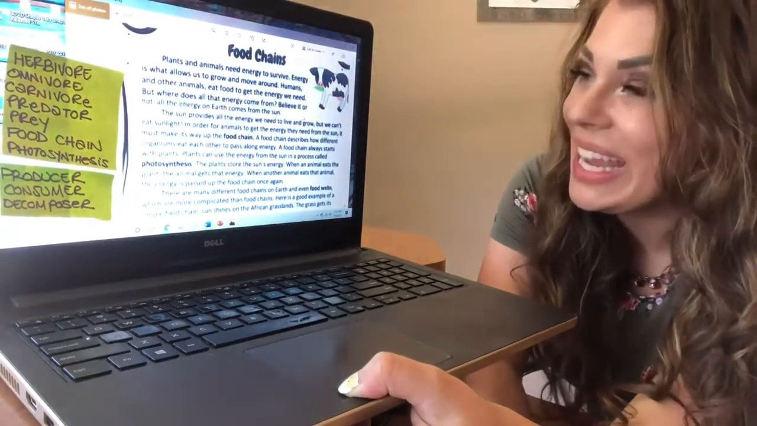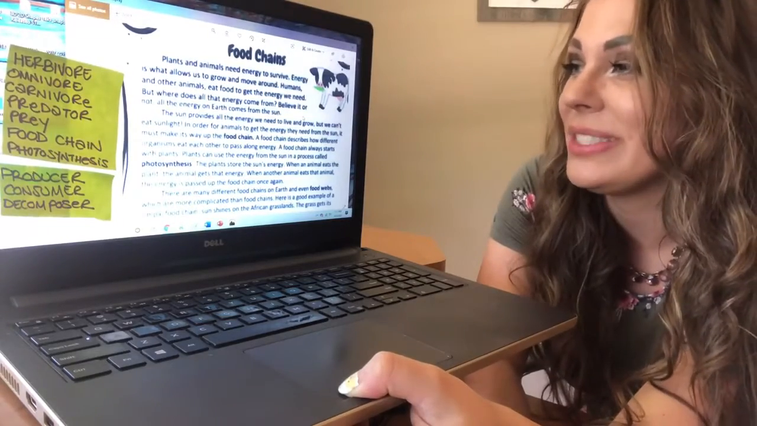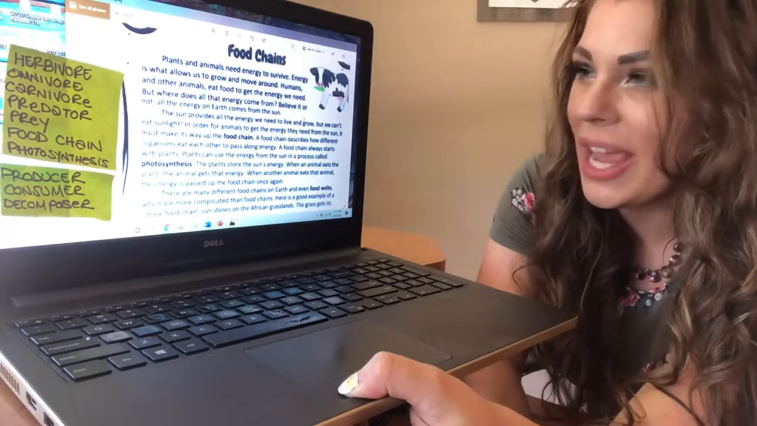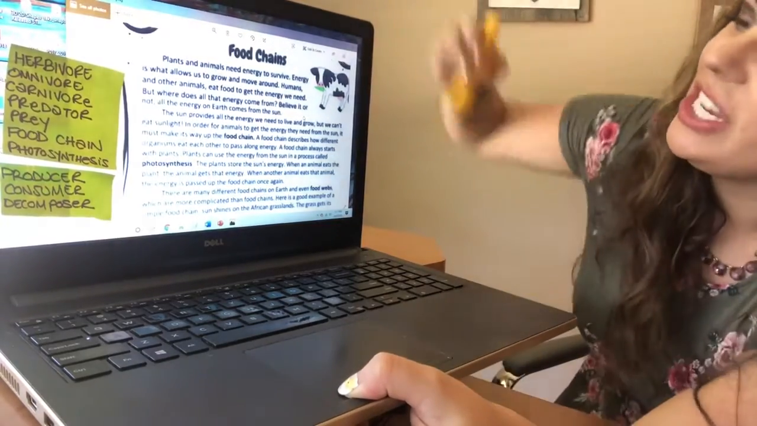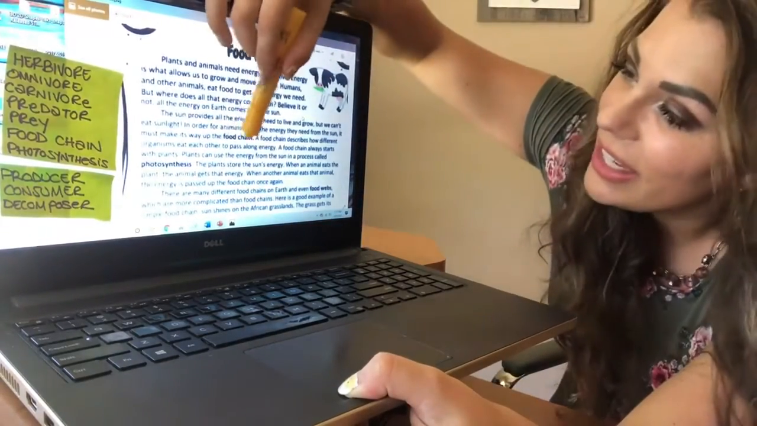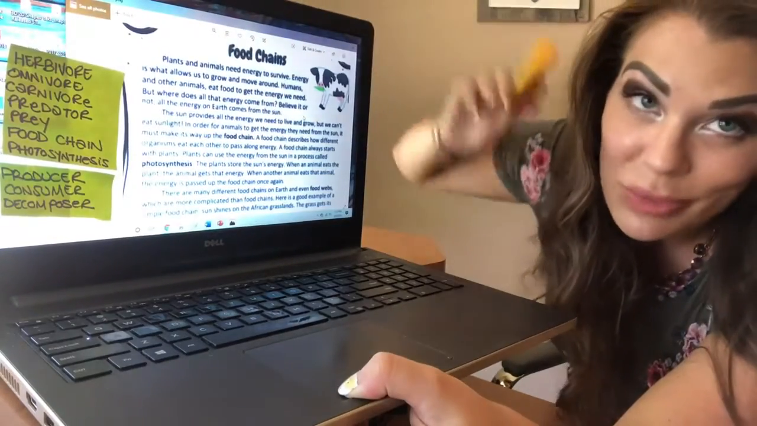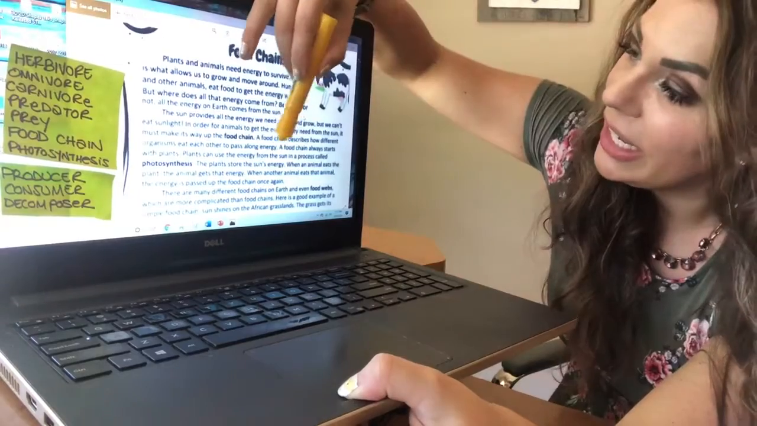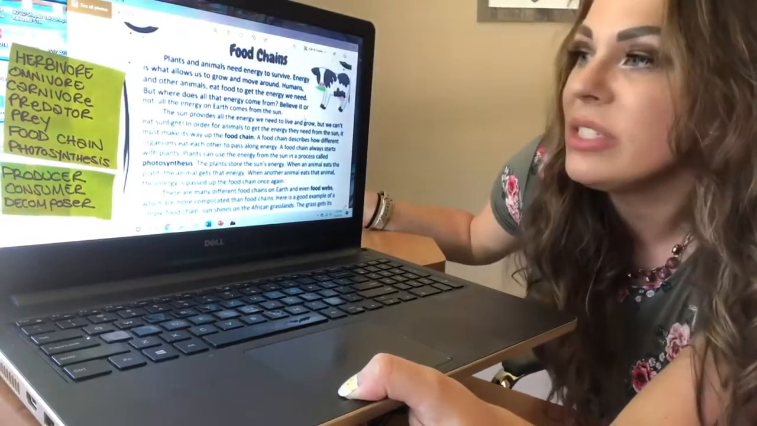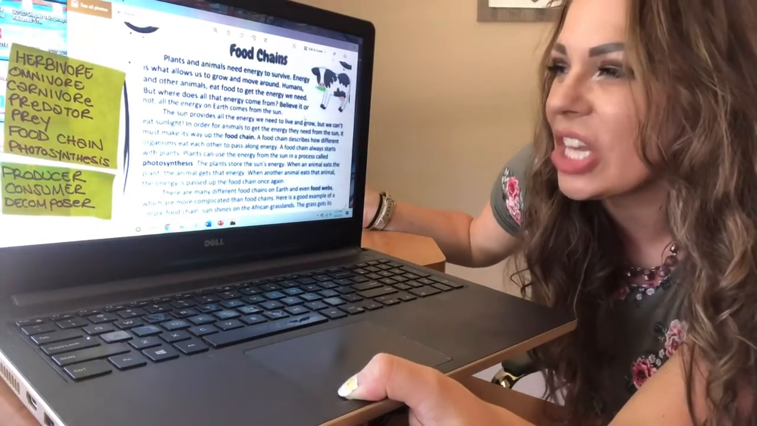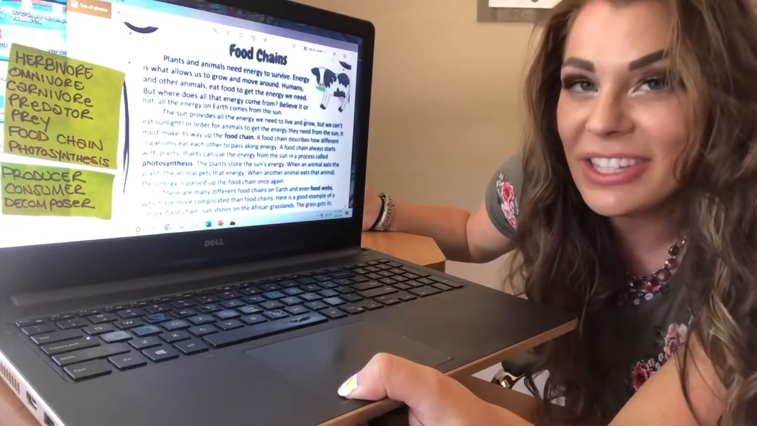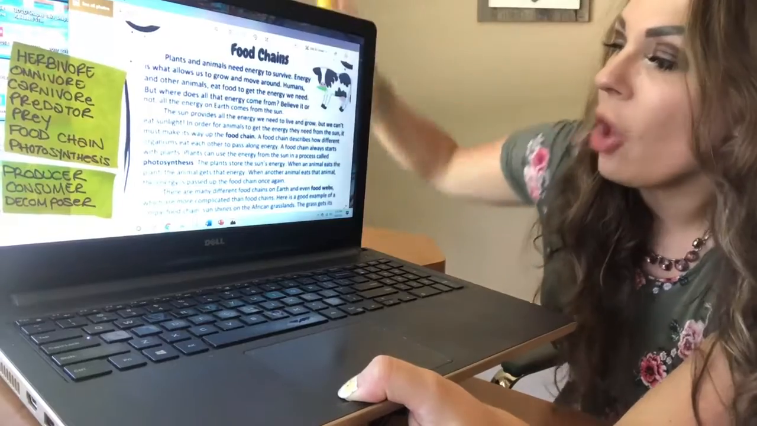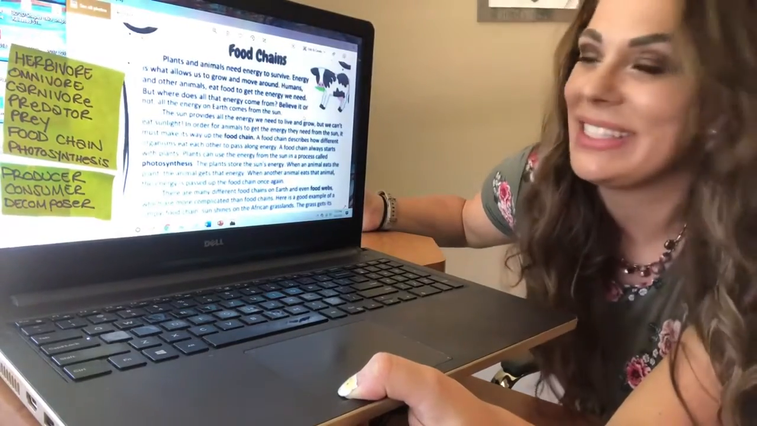But we can't eat sunlight. In order for animals to get the energy they need from the sun, it must make its way up the food chain. So go ahead and highlight it. It's already in bold, but we're just gonna highlight it to be cool. A food chain describes how different organisms eat each other to pass along energy. A food chain always starts with plants.